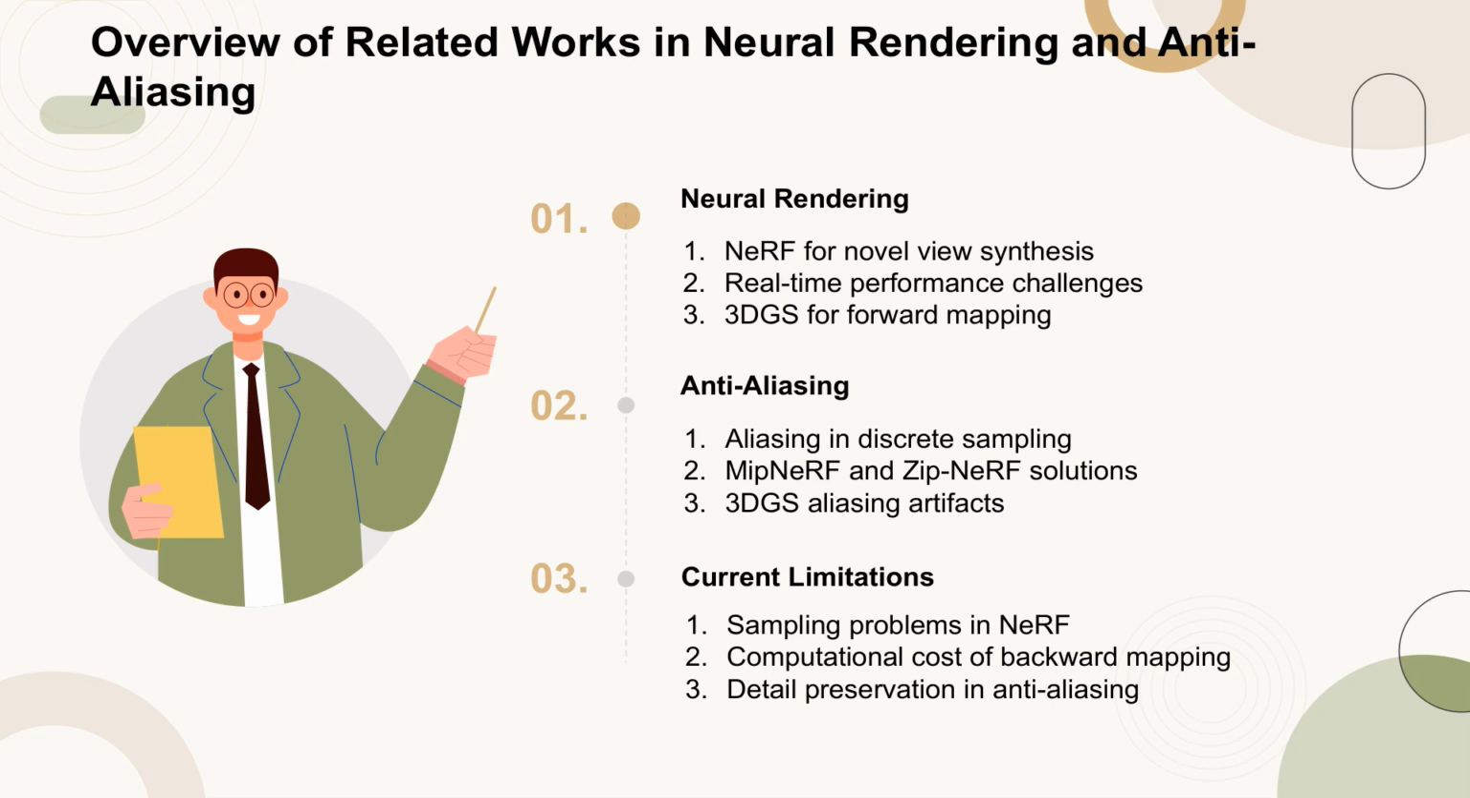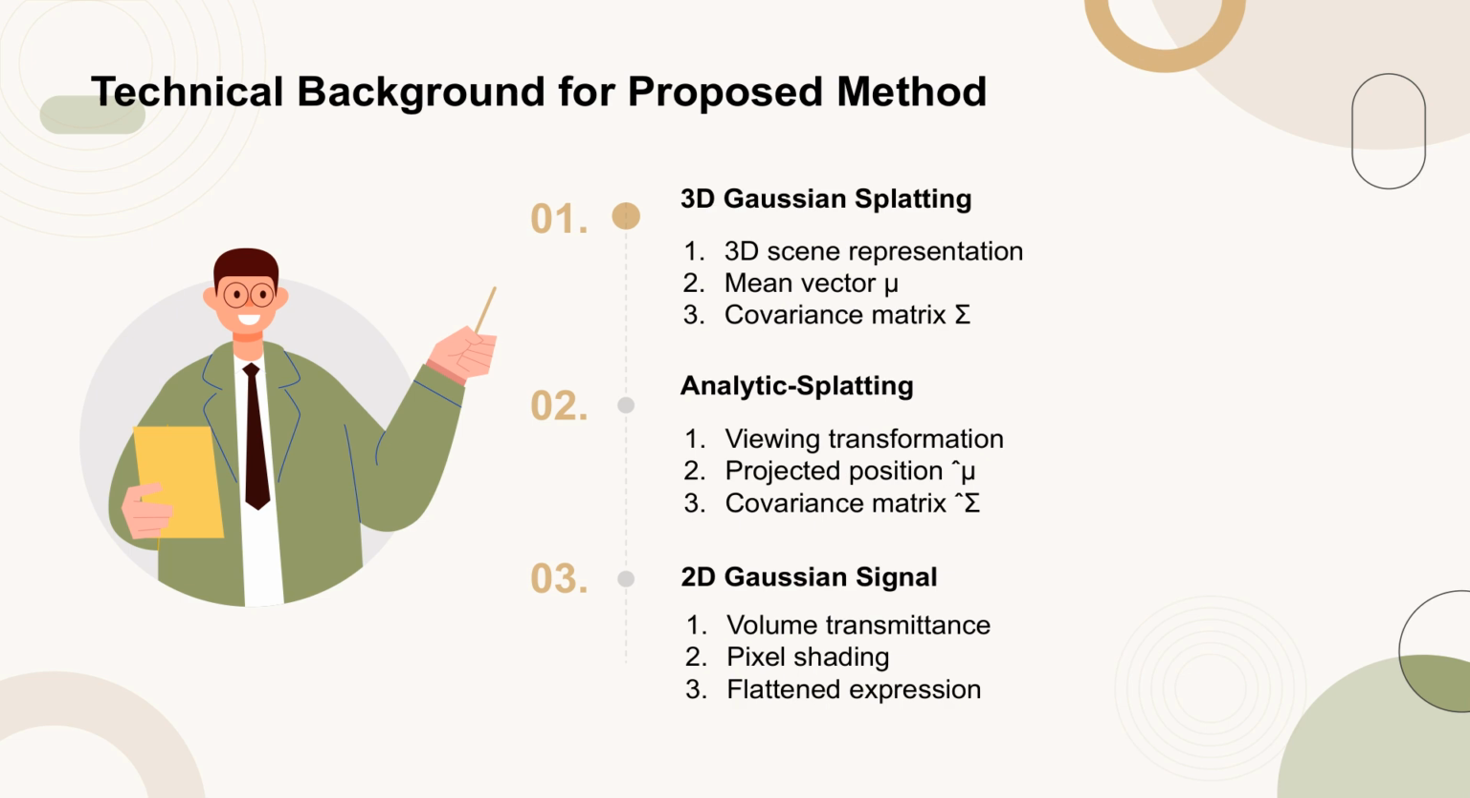In contrast, Analytic-Splatting considers an analytic approximation of the integral over the entire pixel window area as the intensity response. This approach enhances anti-aliasing capabilities and preserves more detailed fidelity in the rendered images. The comparison highlights how Analytic-Splatting addresses the limitations of 3DGS by integrating the Gaussian signal across the pixel area, resulting in superior rendering quality.